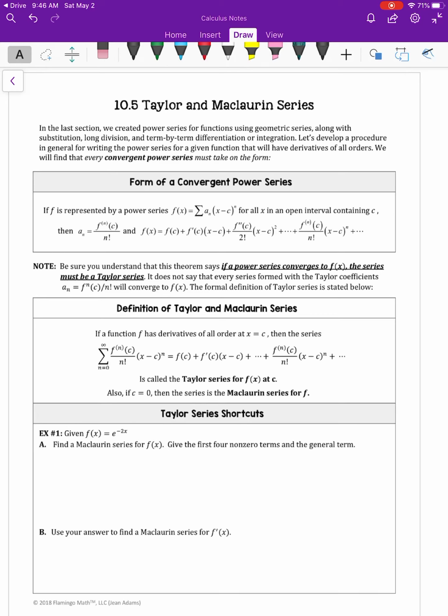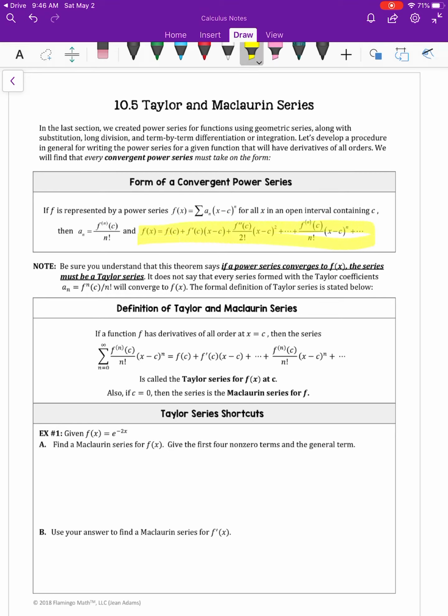Lesson 10.5, Taylor and Maclaurin series. In the last section, we created power series for functions using geometric series, along with substitution, long division, and term-by-term differentiation or integration. Let's develop a procedure in general for writing the power series for a given function that will have derivatives of all orders.